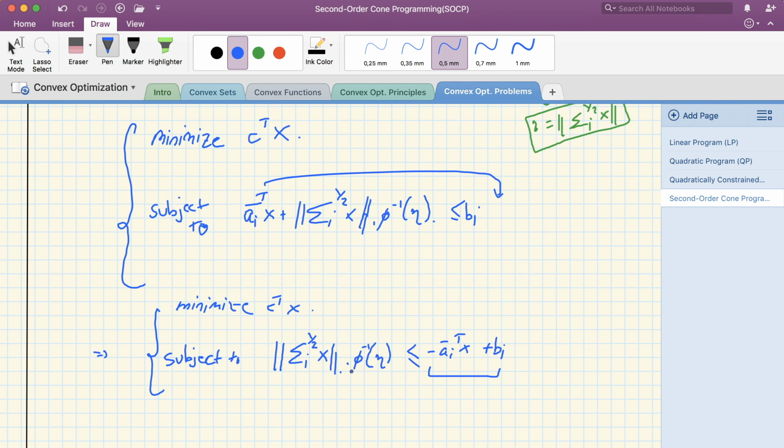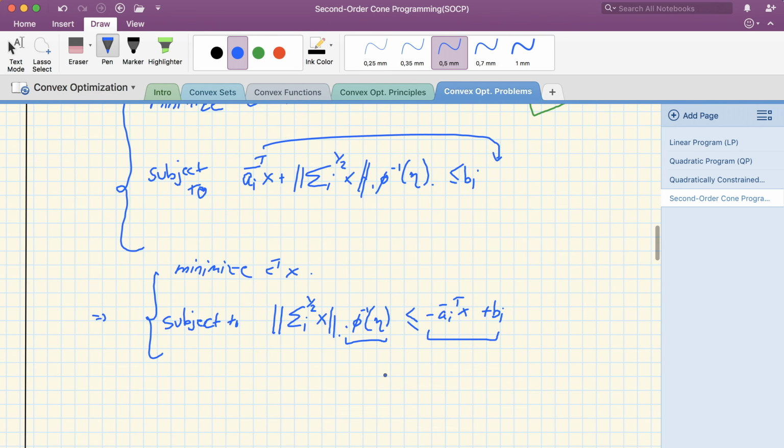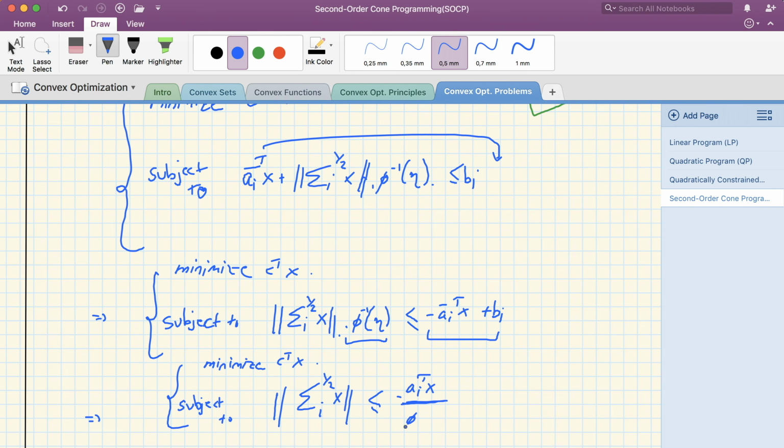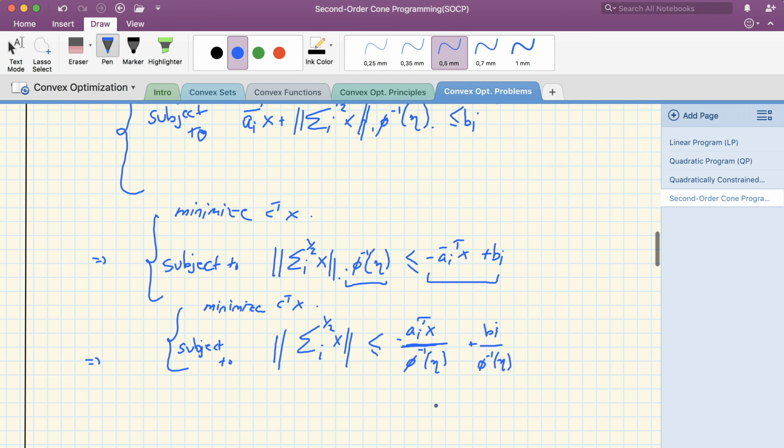The left hand side, you might nag about this term. Well, we can divide by it. So minimize c transpose x, dividing all sides by phi inverse of eta. We'll end up with only a norm on the right hand side, lower bounded by minus a_i transpose x over phi inverse of eta plus b_i over phi inverse of eta, right? And there you go. This is an SOCP.